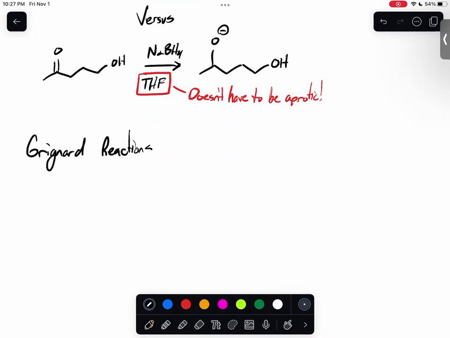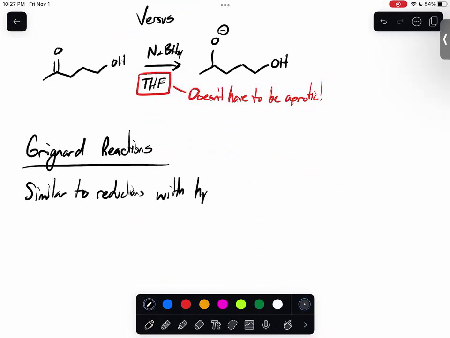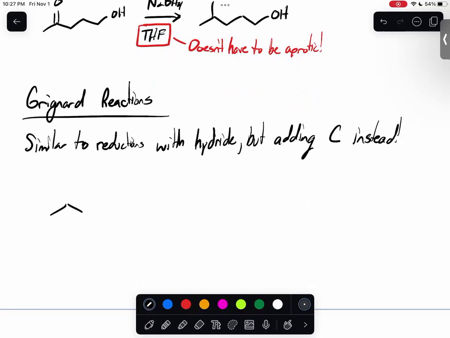So these reactions are based on the same principles that we just did with those reductions. So they're similar to reductions with hydride, but we are adding carbon instead. So how is that even a possibility? Well, it all comes from this type of reagent right here called a Grignard reagent.